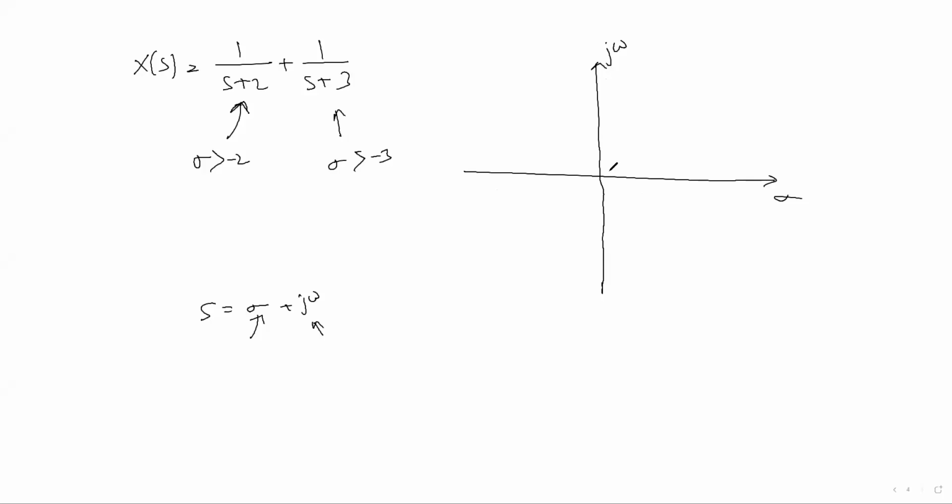After plotting these two axes, this is known as the S plane. For the S plane, you should know the poles and zeros of this equation. What are the poles and zeros of this equation? X of s equals 1 by s plus 2 plus 1 by s plus 3. What are the poles, and what are the zeros? Can anybody say?